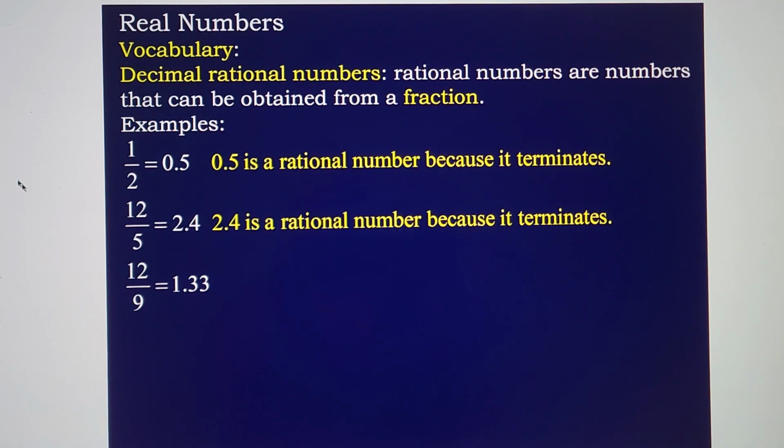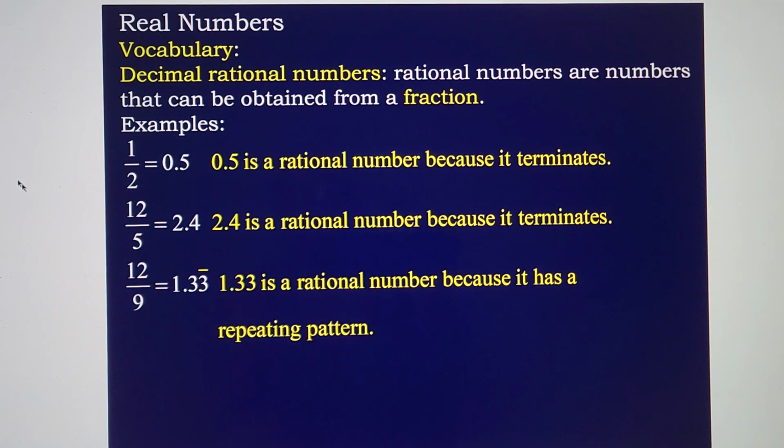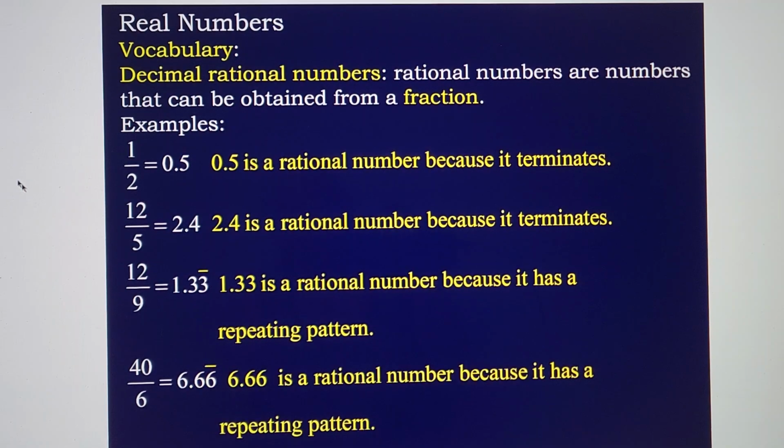Look at the third example. 12 over 9 is equal to 1.33. 1.33 is also a rational number because even though that one would continue on forever, it has a repeating pattern. A decimal with a repeating pattern is a rational number even if it goes on forever. 40 over 6 is 6.666, which goes on forever and is a rational number because it has a repeating pattern.